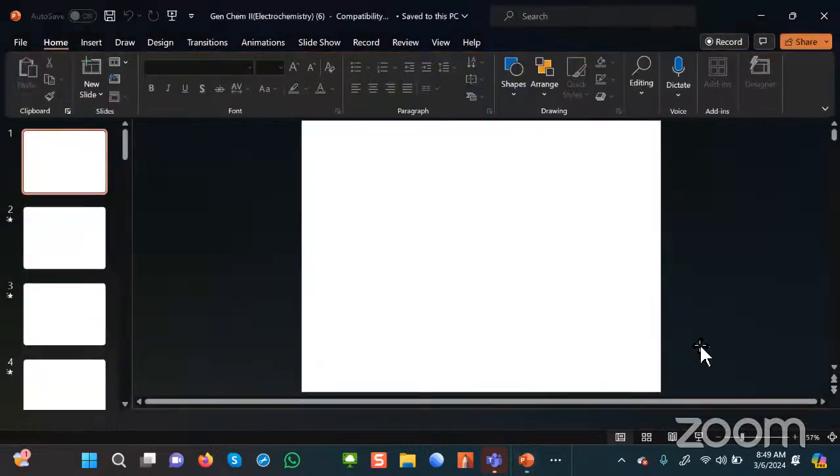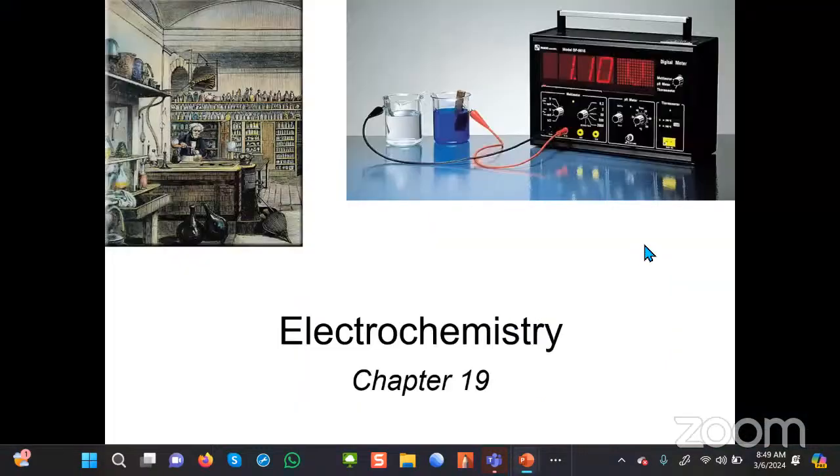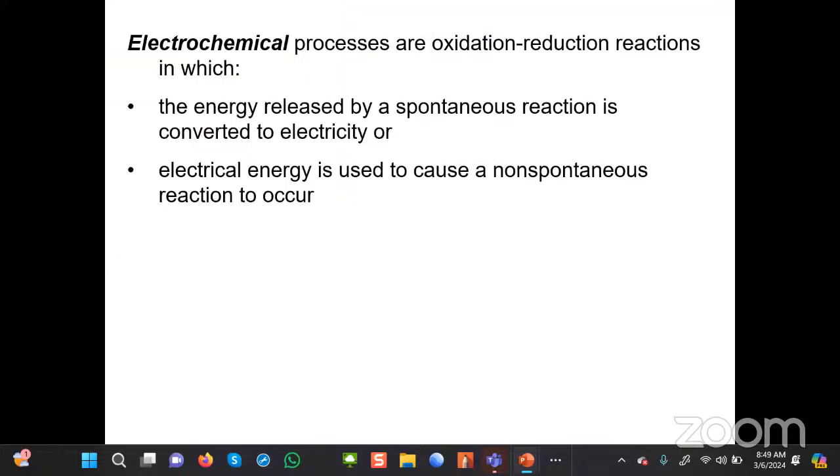Electrochemistry. Now, as the name suggests, this is where we look at the intersection between chemical reactions and electricity. And basically, we'll be dealing with what we call electrochemical processes. And you'll notice that there's a term that is directly related to electrochemical processes, redox reactions.